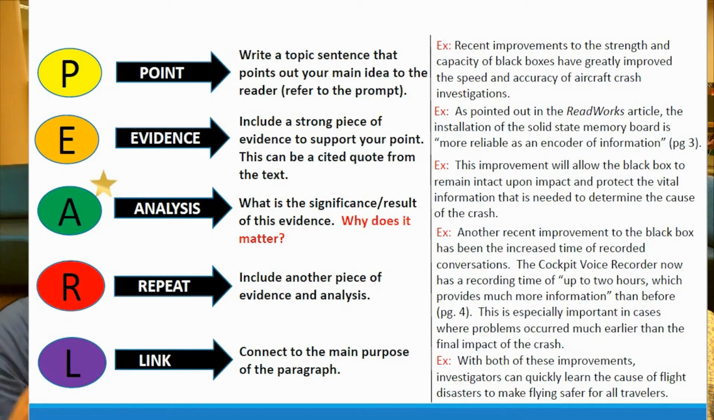All right, and now we're back. So now we've read the article, we found evidence. Now it's time to start writing. And we don't need to think about, oh, how are we going to start? What are we going to do? We have our PEARL method right here we can follow. We know P, point, that is our first sentence. That's where we're going to answer this prompt and set out our point for our paragraph. It's a topic sentence. It's the same thing that you've done many, many times in writing.